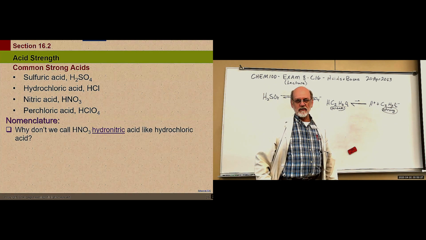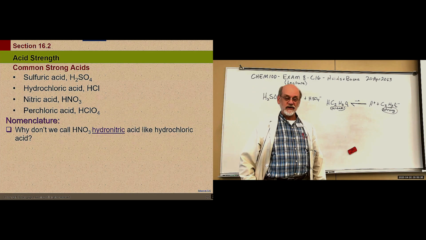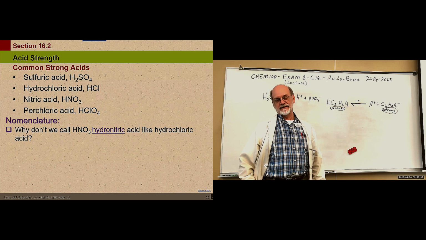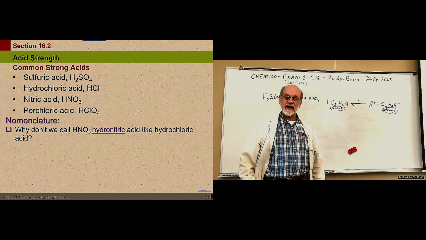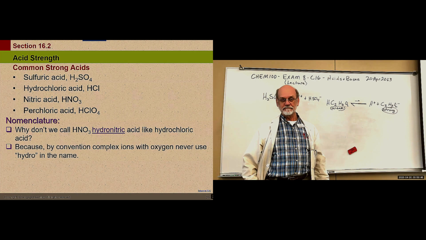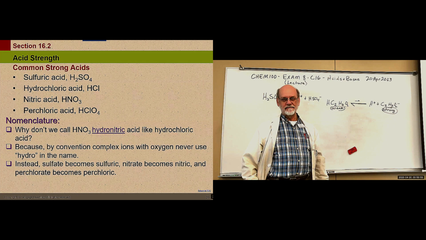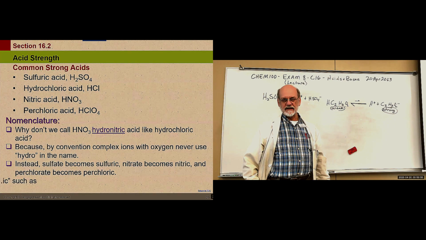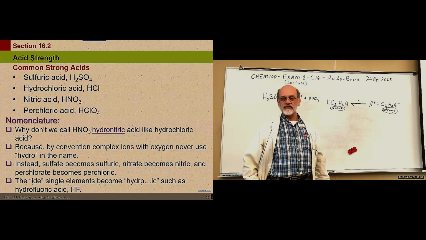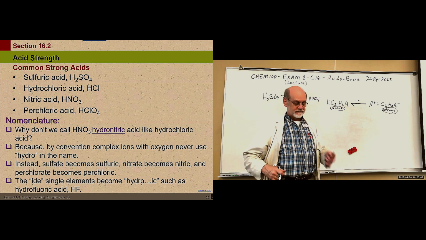All right, so remember the nomenclature. Remember, we don't call HNO3 hydronitric because it has an oxygen in it. We only start with hydro if there's no oxygen present. Remember that from nomenclature. So it's just nitric acid. Those are just reminders that we studied when we were naming acids earlier.